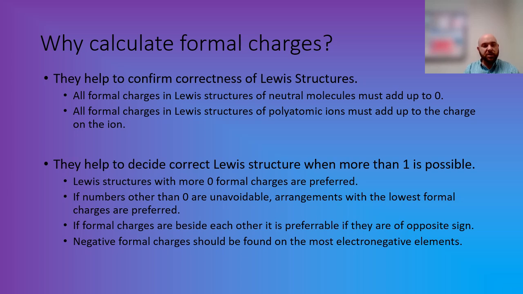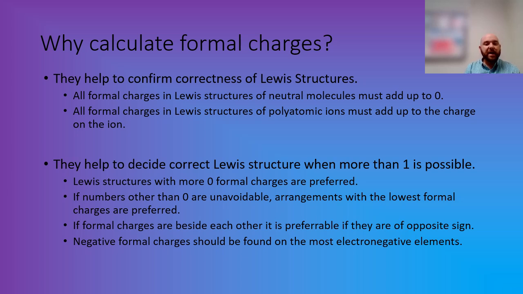The more proper structure for a molecule will have more zero formal charges. So it will have more atoms with zero as the formal charge. If numbers other than zero are unavoidable, then the structure with the lowest formal charges is preferred. So if you draw one structure that works and it has a couple atoms with negative ones and positive ones, that would be better than another structure you drew that had atoms with positive or negative 2s and 3s.